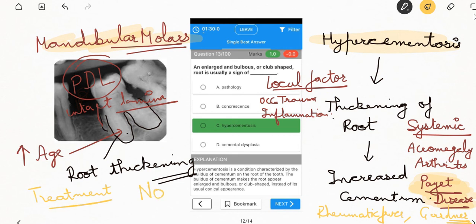What is the treatment of hypercementosis? It requires no treatment.